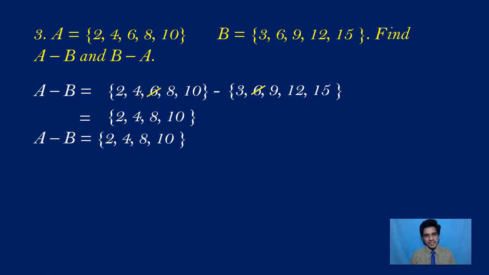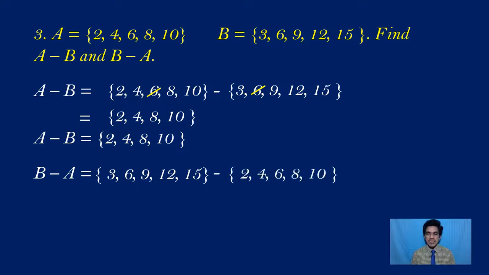Now let us find B minus A. To calculate B minus A, first you have to write B, which is set of 3, 6, 9, 12 and 15 minus, now A is 2, 4, 6, 8 and 10.